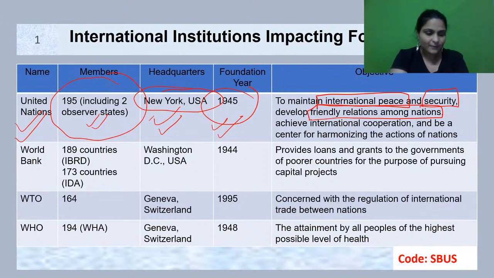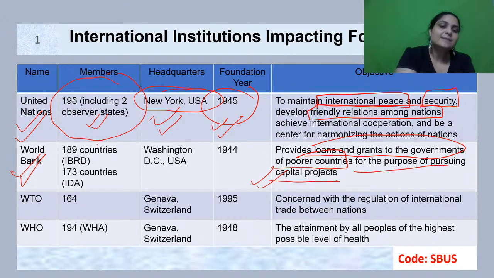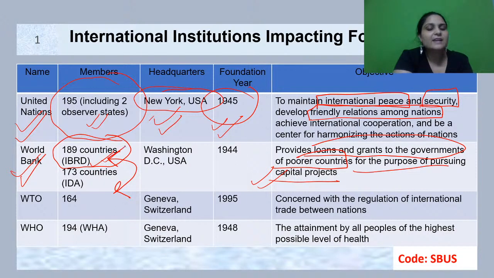All right. Now, the second organization is the World Bank. It is a bank to the world, very rightly said. It provides loans and grants to governments of poorer countries for the purpose of pursuing capital projects. It has handheld a lot of projects in India already. Right now its motto is to reduce poverty in the world. It has member nations of 189 countries. It has primarily two main organizations within it: the International Bank for Reconstruction and Development and the International Development Association. This has 173 countries and this has 189 countries.